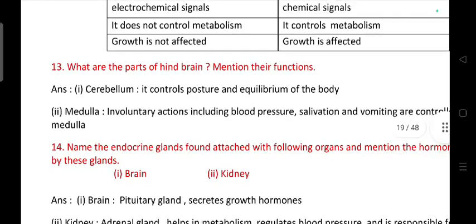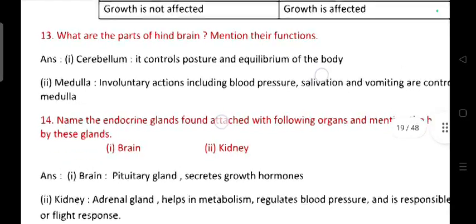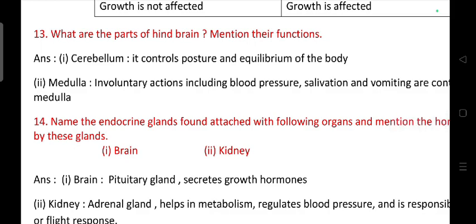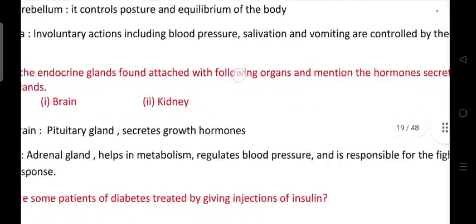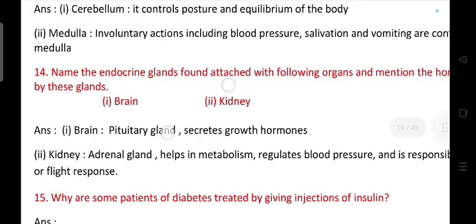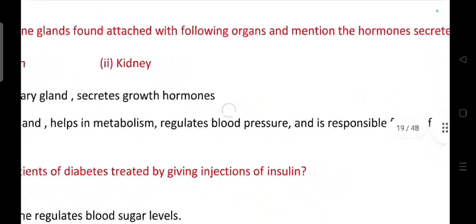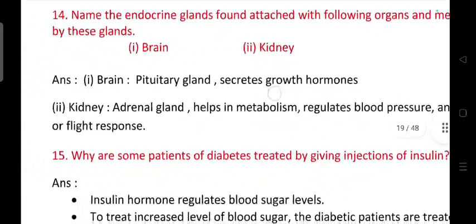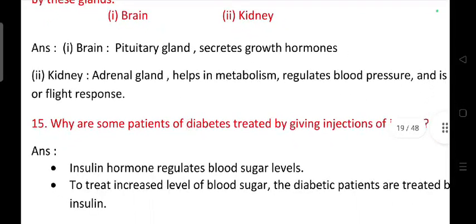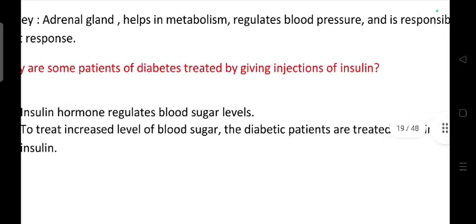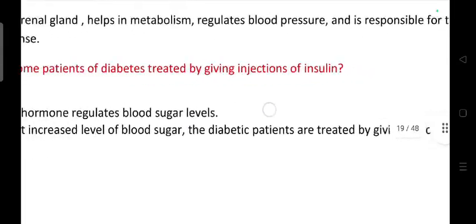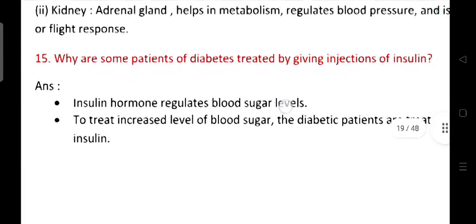What are the parts of the hindbrain? Mention their functions. So cerebellum, it controls the posture and equilibrium of the body. Medulla, involuntary actions include blood pressure, salivation and vomiting are controlled by the medulla. So name the endocrine gland found attached with the following organ and mention the hormones secreted by these glands: brain and kidney. So brain, pituitary gland secretes growth hormone. Kidney, adrenal gland, helps in metabolism, regulates the blood pressure and is responsible for the fight or flight response.